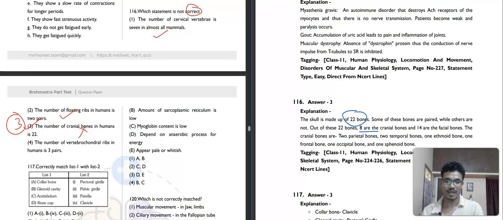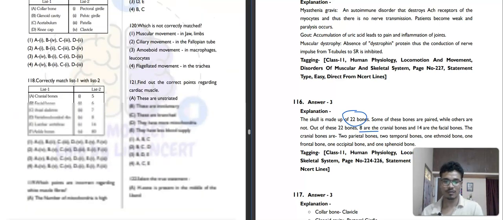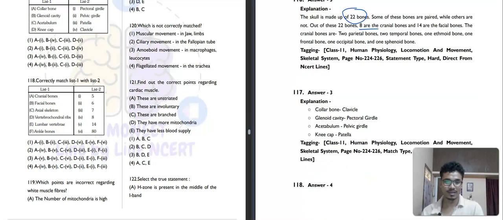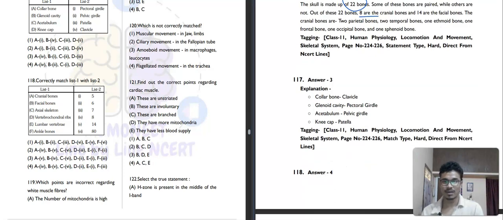And you have to match it. The collarbone, glenoid cavity, then it is given acetabulum and kneecap. So collarbone is clavicle, glenoid cavity is seen in pectoral girdle, here you can see. Acetabulum, pelvic girdle, I can show that. Then kneecap, patella. Okay, so the third option will be the correct answer for 117.